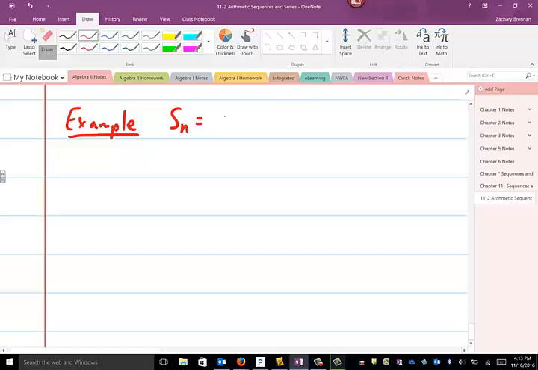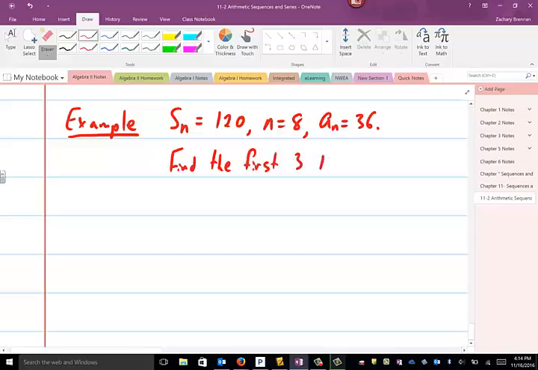It says S sub n equals 120. It says n equals 8. And it says a sub n equals 36. And this is another one of these problems that wants us to find the first 3 terms. So find the first 3 terms.